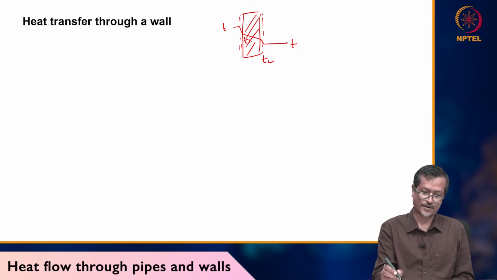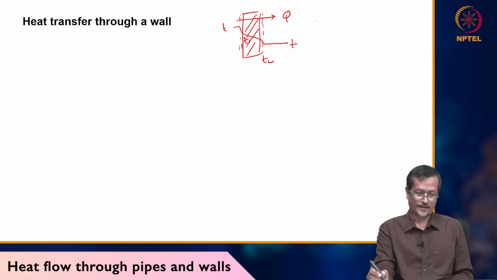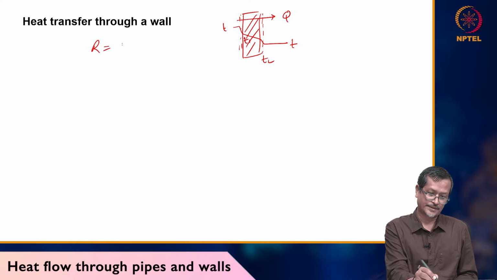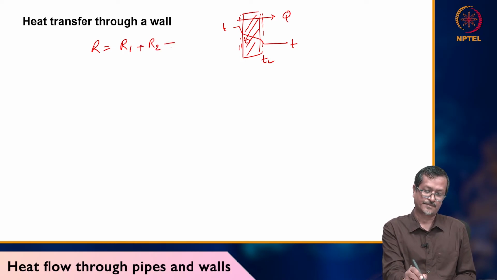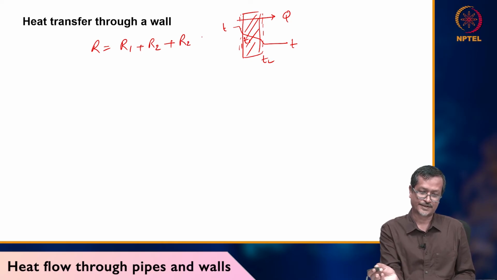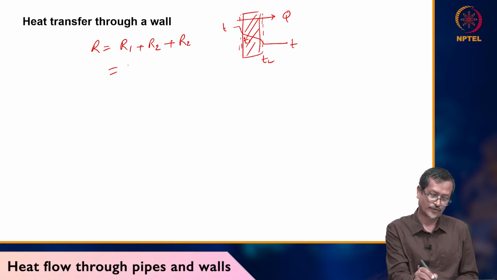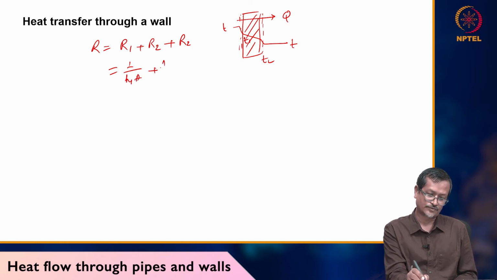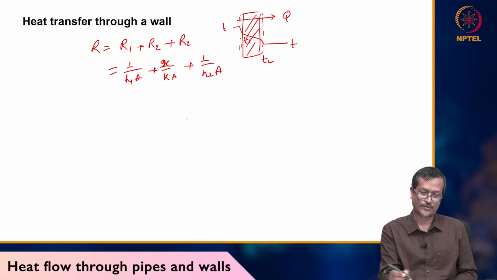T2, T1. Okay. And this heat flow rate is Q. So R equals R1, the resistance on the left side, plus the resistance of the metal, plus the resistance on the other side because of the boundary layer. So the formula will be 1 by H1A plus X by KA plus 1 by H2A. The same area you are using.